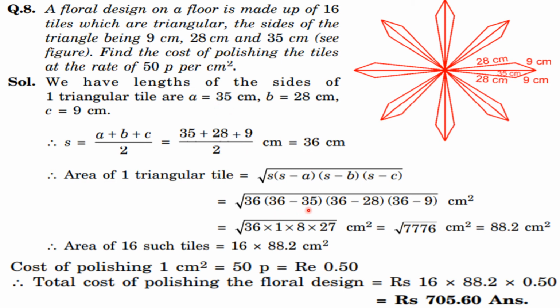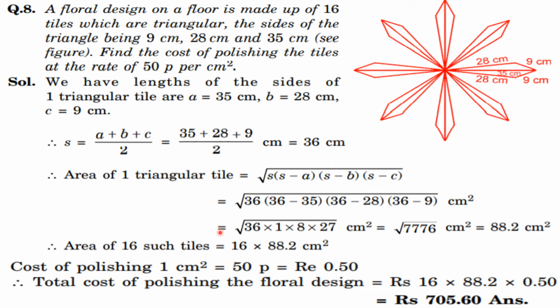Understood this part, my children? Right. Next to S minus B means 36 minus B means 28. Understood this part, my children? Right. And last factor S minus C means 36 minus 9. Understood this last factor, my children? Centimeter square, because we are finding area of a triangle. So units is a centimeter square. Understood this step, my children?